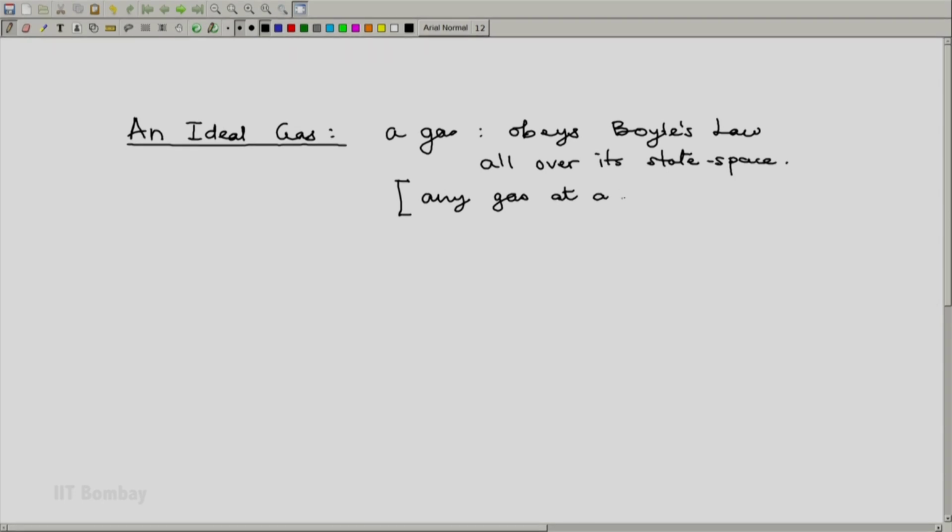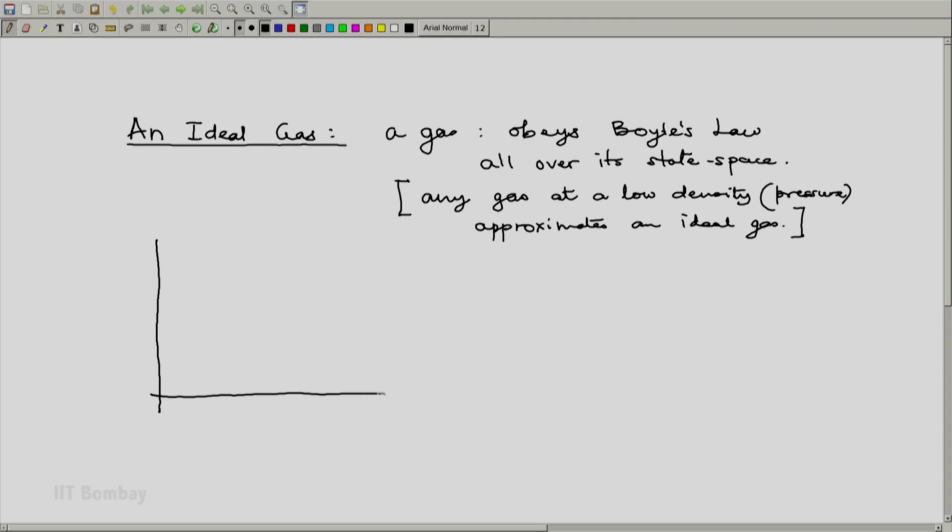any gas at a low density or low pressure approximates an ideal gas.